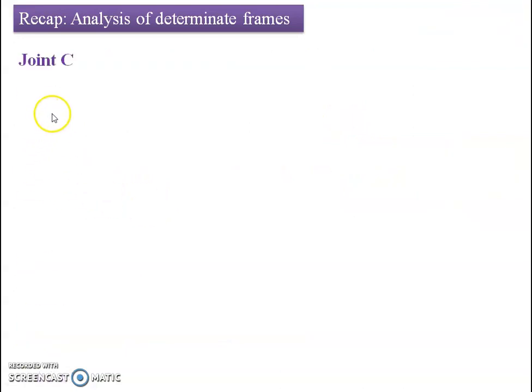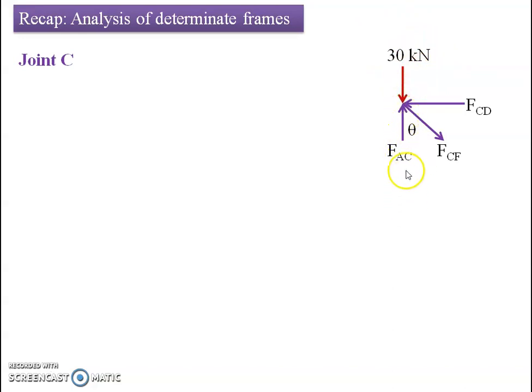The next joint is joint C. If I prepare the free body diagram for joint C, it appears like this. The applied force of 30 kilonewton is acting at that particular joint, along with FAC, the force from member AC, the force in member CF, and the force in member CD. The directions which I have assumed are based on general equilibrium consideration.